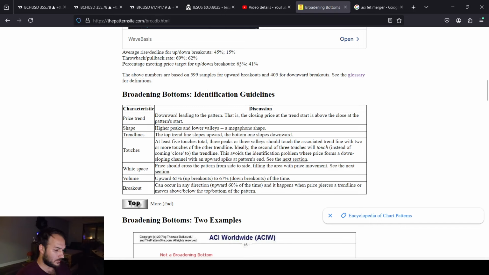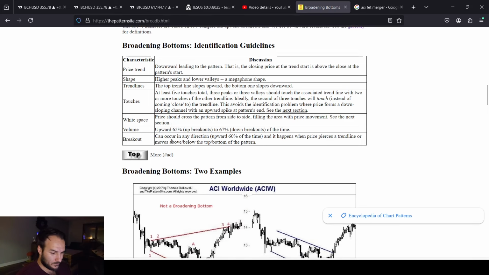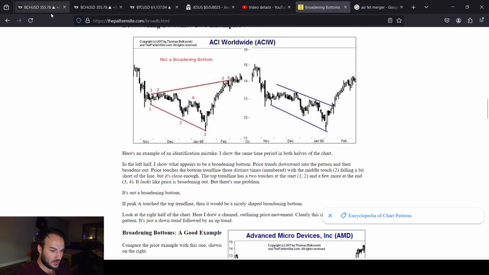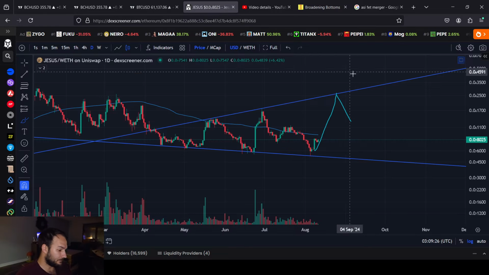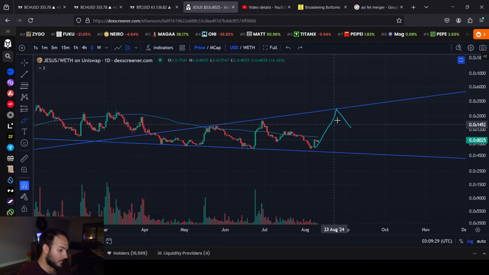So upward breakouts are better performers than downward breakouts, apparently. I don't know. I don't know if I need to read any more of this stuff. Anyways, that might be avoided if we just break through.